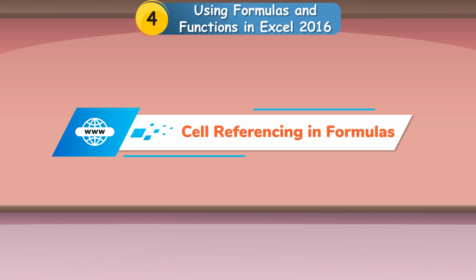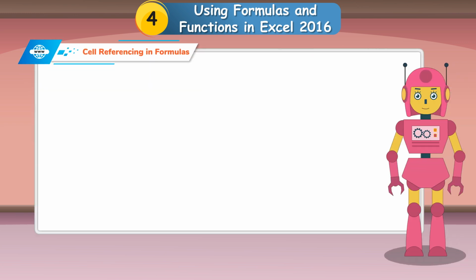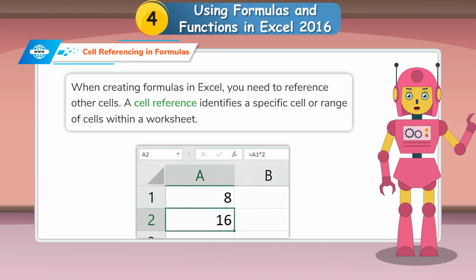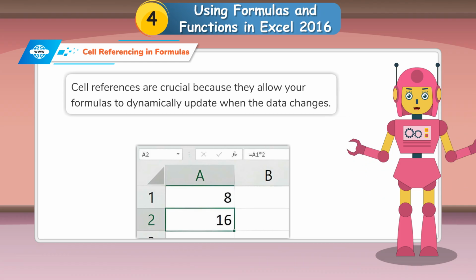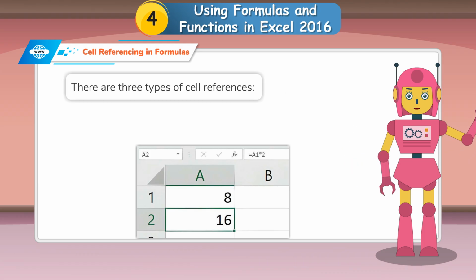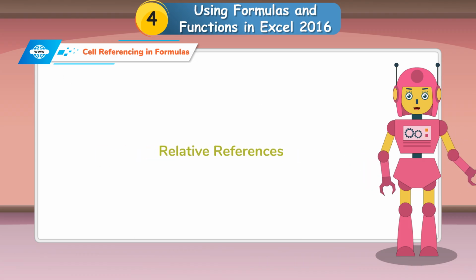Cell referencing in formulas. When creating formulas in Excel, you need to reference other cells. A cell reference identifies a specific cell or range of cells within a worksheet. Cell references are crucial because they allow your formulas to dynamically update when the data changes. There are 3 types of cell references. Relative references.